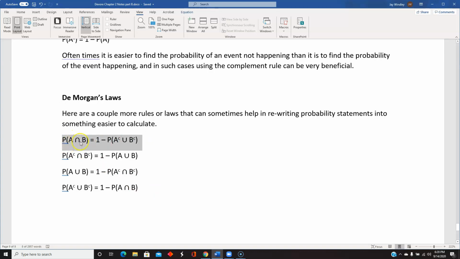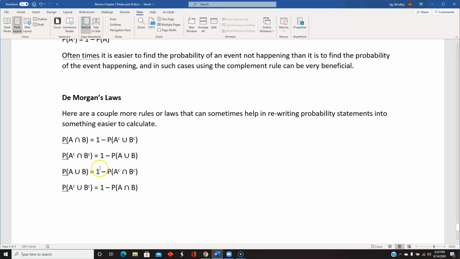So, for example, the probability of an intersection is 1 minus the probability of the union of the complements. So this is like saying the union of the complements is the complement of the intersection. And then here we're saying the complement of the union, so 1 minus the union, the complement of the union is the intersection of the complements. And then notice this statement is exactly the same as this statement, but with the subtraction, it's just rearranged. It's the same three terms, just rearranged.